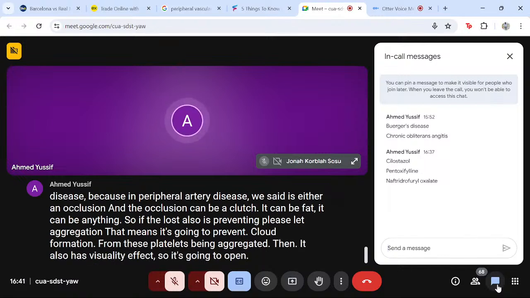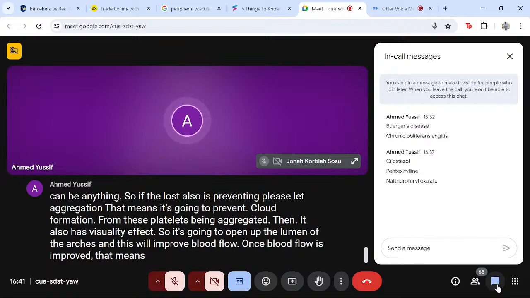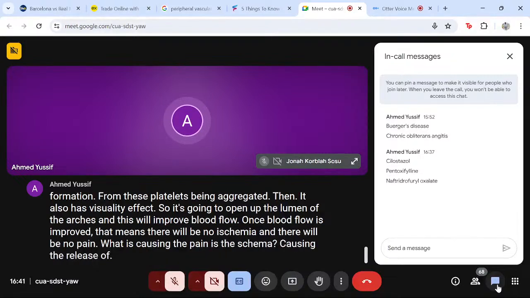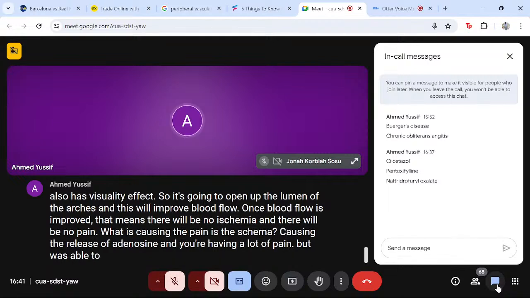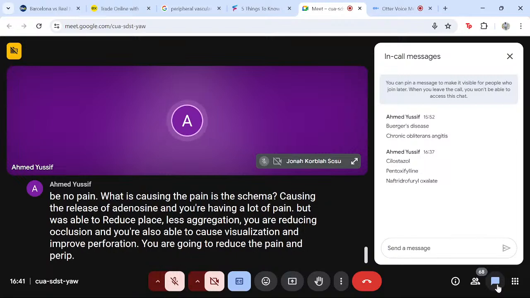So it's going to open up the lumen of the arteries, and this will improve blood flow. Once blood flow is improved, that means there will be no ischemia and there will be no pain. What is causing the pain is ischemia causing the release of adenosine, and you're having a lot of pain. But once you're able to reduce platelet aggregation, you are reducing occlusion, and you are also able to cause vasodilatation and improve perfusion, you are going to reduce the pain in peripheral artery disease. So that's how cilostazol acts.